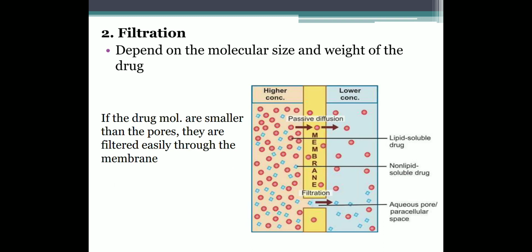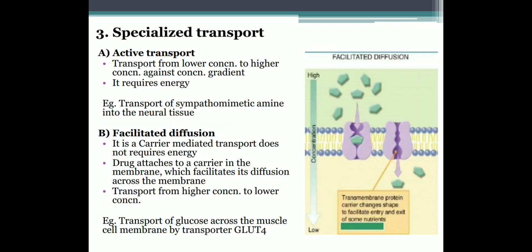Second, we will see filtration. It depends on the molecular size and weight of the drug. If the drug molecules are smaller than the pores, they are filtered easily through the membrane. As you can see in the picture, the first one was passive diffusion, where the drug moves from higher concentration to lower concentration. And in filtration, if the molecule size is smaller than the pores, they easily get filtered through the membrane.